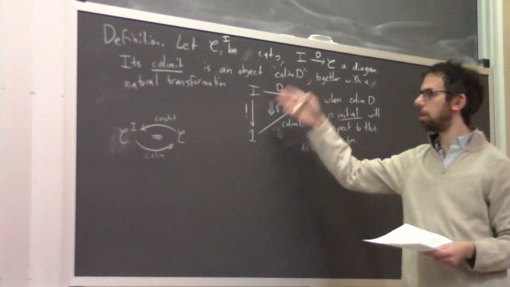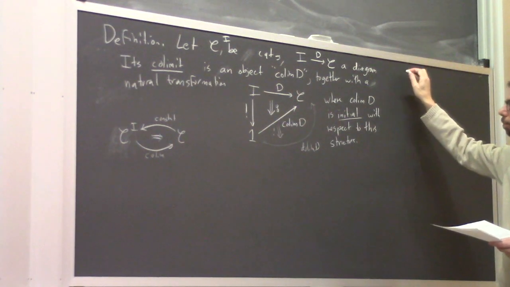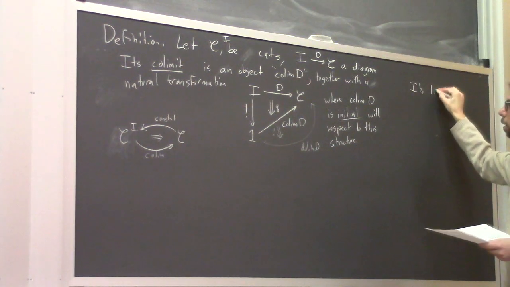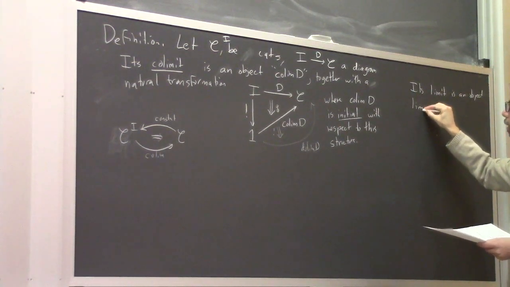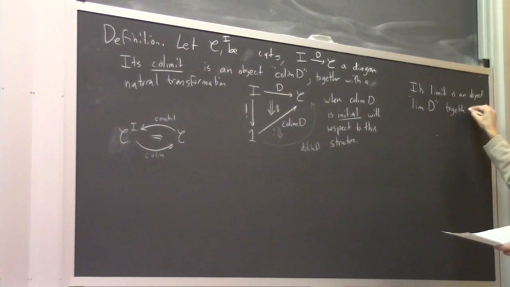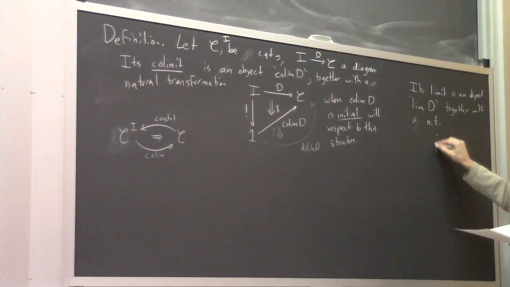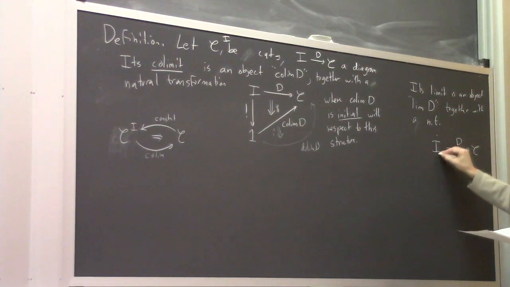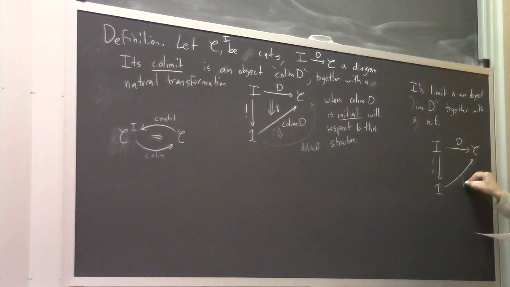This is the one that's going to be easier for us to talk about, even though it looks complicated right now. Limits are pretty similar. Its limit is an object lim D, that's just the name of the object, together with a natural transformation that goes from, let's see, you have D, you have the unique map there, you have lim D, and you ask for it to be going the other way. We'll make sense of this in a second.